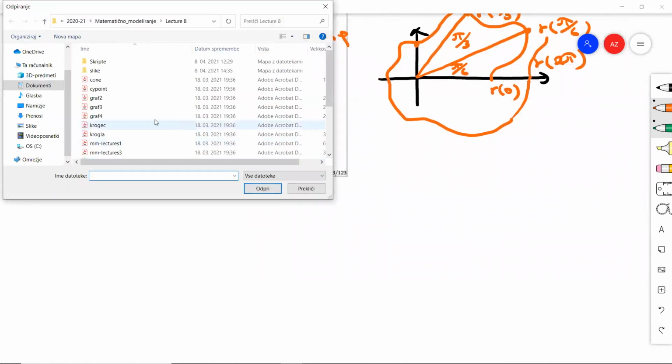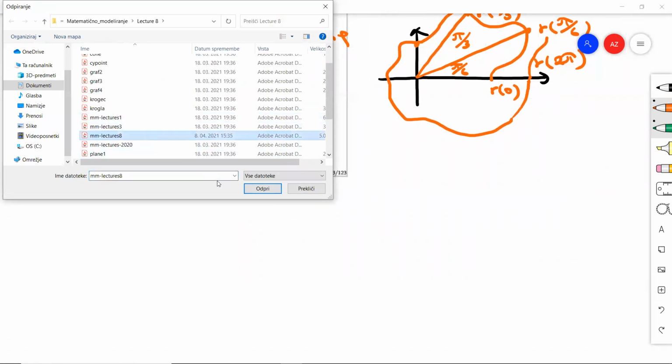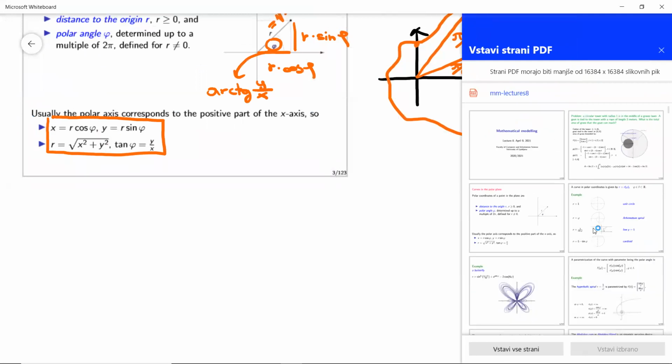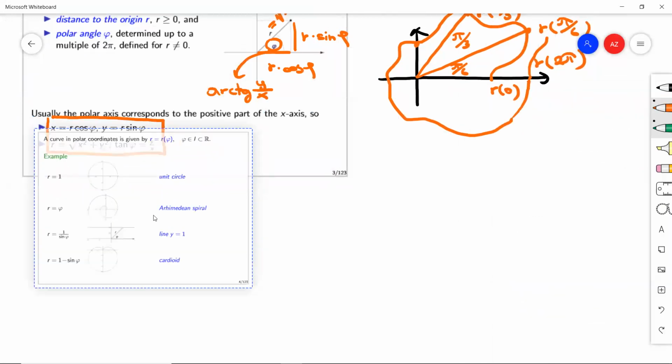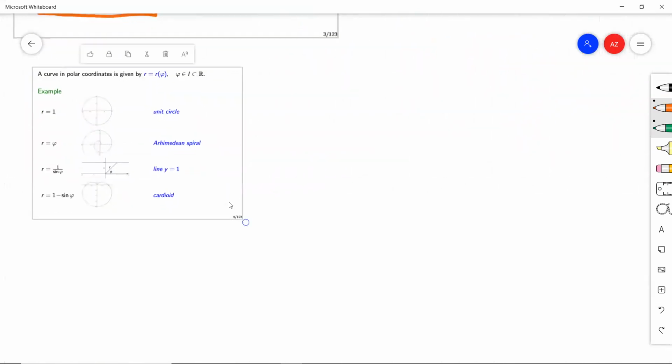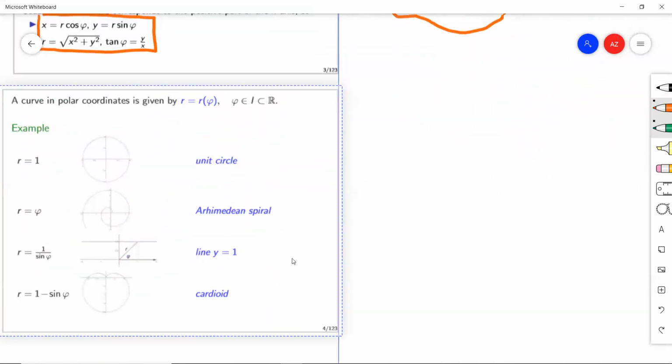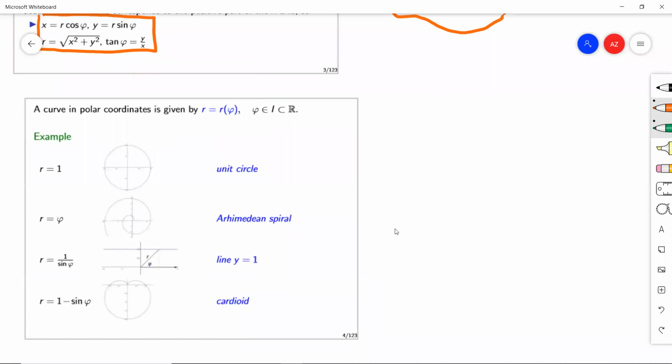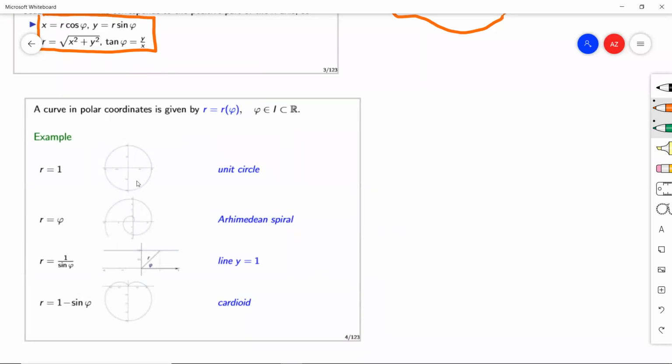Now we will see a few examples of curves in polar form. Defining a circle in polar coordinates is very easy. The unit circle is just r equals 1. For every angle, the radius must be 1, and we get the unit circle.